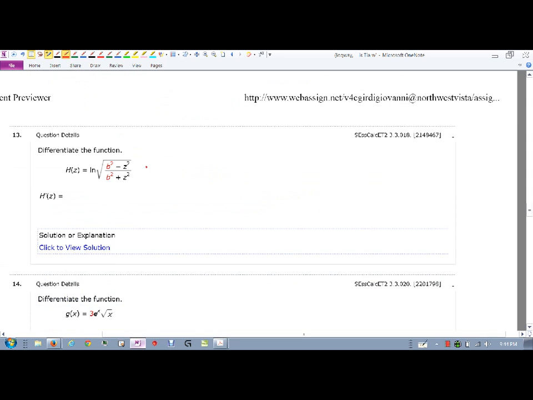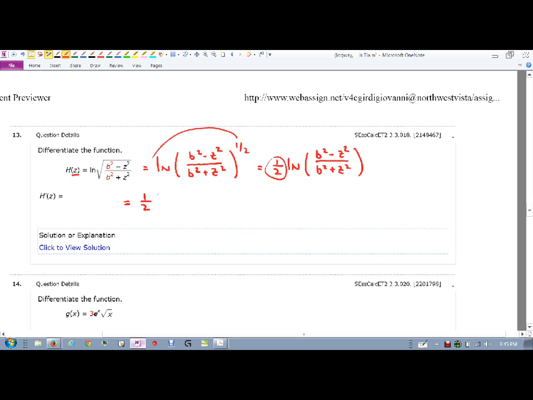All right, this one. Check this out. Before I begin, I'm going to rewrite this as the whole thing to the 1 half. Notice that our variable in this problem is z, right? That's because of this. So b is just a constant. I'm going to pull the 1 half out. Now I'm going to use the property that says if I have division of a log, I can split it into 2 logs with subtraction. I just have to make sure I account for that 1 half. So equals 1 half, and then now this splits up into 2 things. Natural log b squared minus z squared. Minus, now that 1 half is going to distribute through, so 1 half natural log b squared plus z squared.